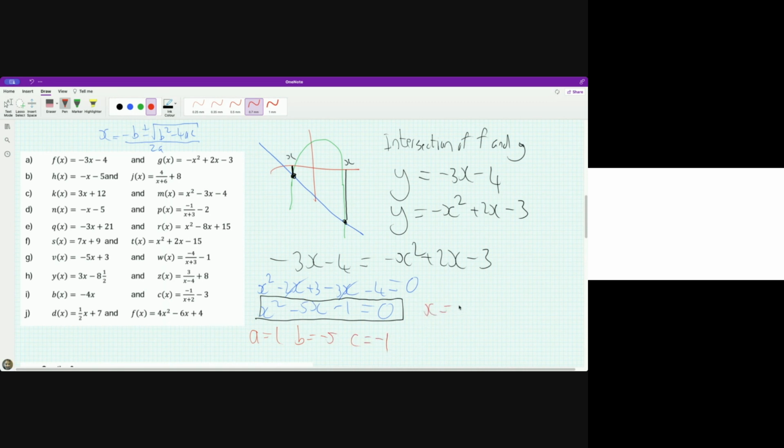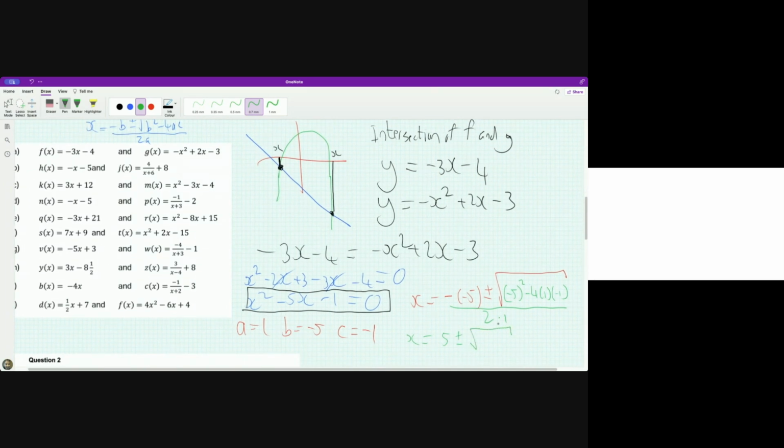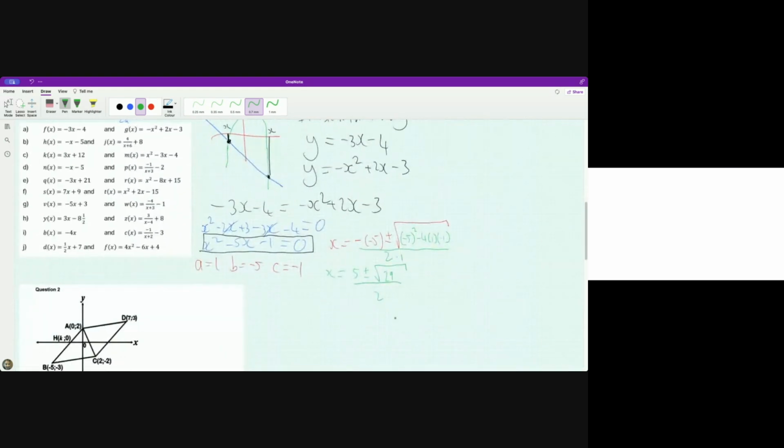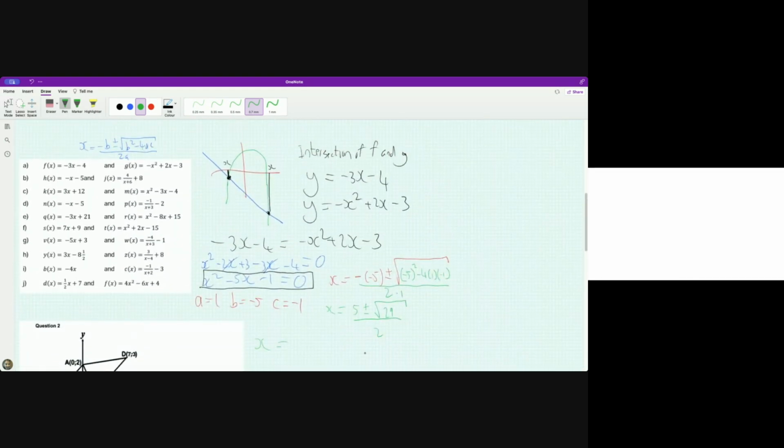So if I go to my formula, I go minus minus 5 plus minus, and then B squared. So what's B squared? It's minus 5 squared minus 4 times 1 times minus 1, over 2 times 1. And now I've got 5 plus minus. Now, this thing inside here is called delta. What have I got? 25 plus 4, I get delta of 29. And on the bottom, I've got 2. Okay, so we do get x-intercepts, but I think they're going to be decimals. So see what you get.